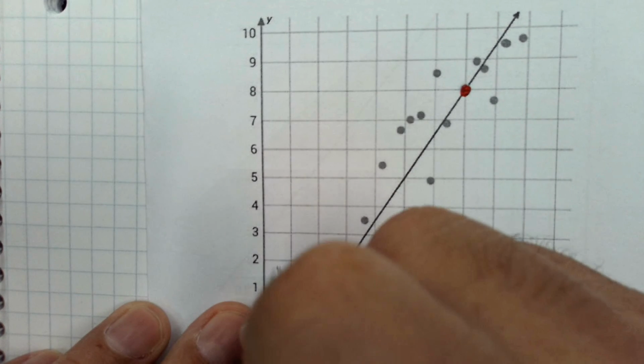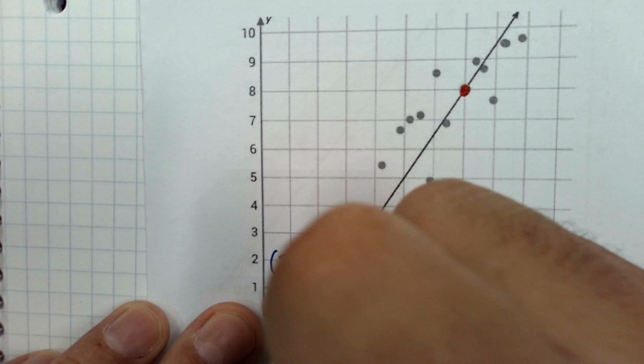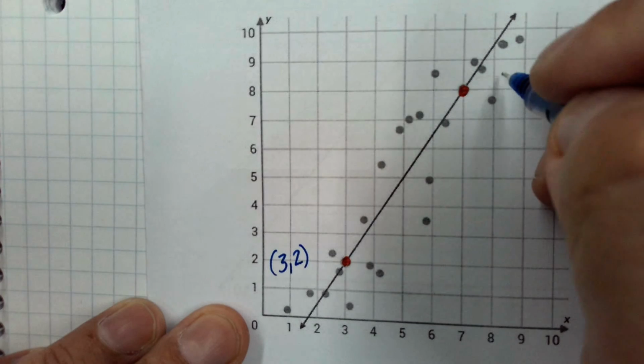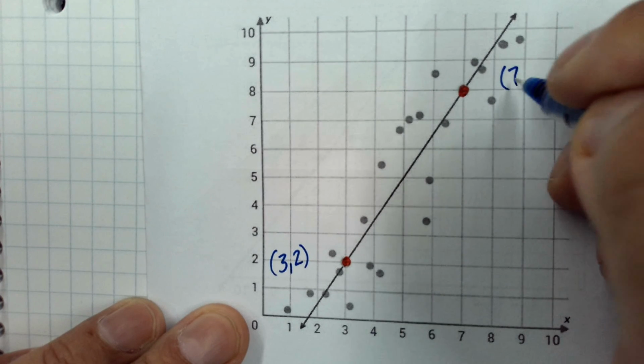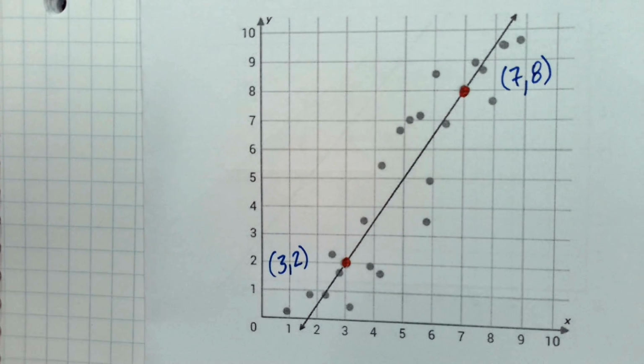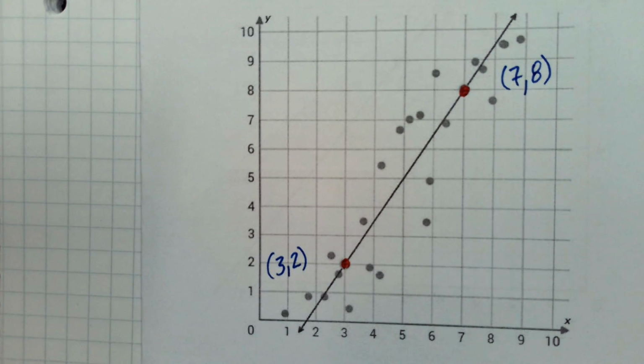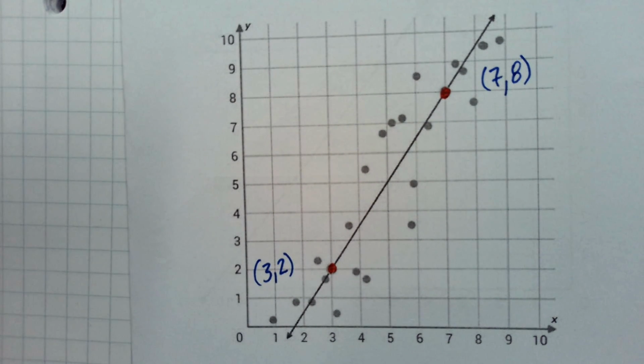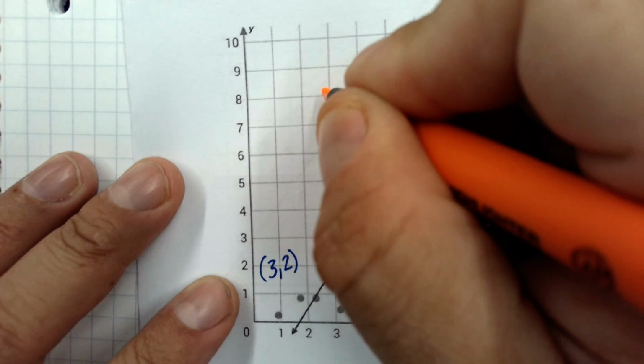So let's see, we've got 3, 2. And what's our other point? 7, 8. Okay, so you just pick 2 convenient points that are on the line. So we find the slope of the line and use that slope to find the equation of the line. Okay, so we got to find the slope. What method should we use? Rise over run. That's easy. Rise over run, if you can do it, is the go-to method.